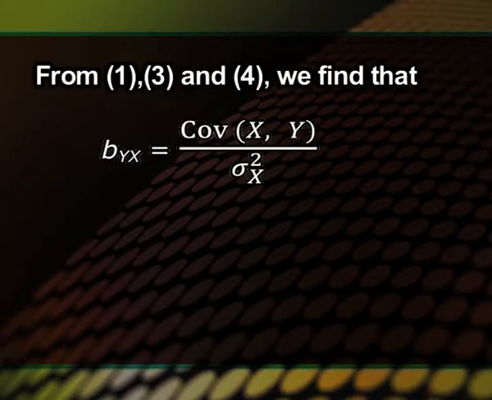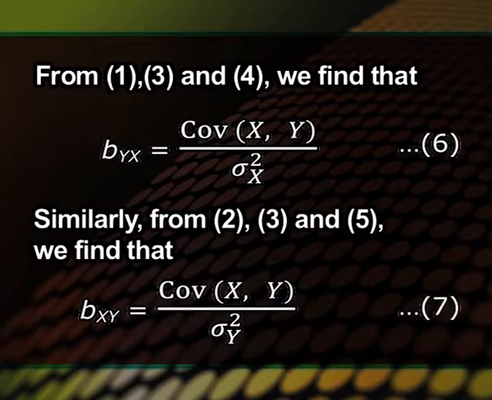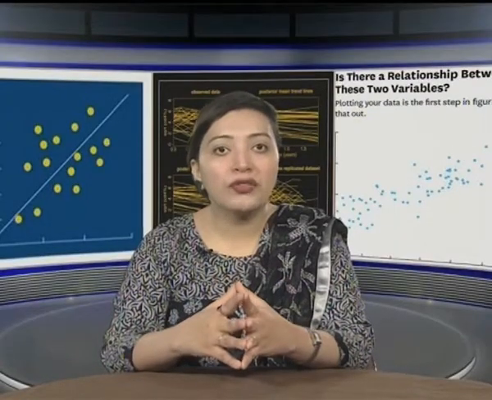Now from equations 1, 3 and 4, we find that byx will be covariance of xy divided by sigma x square. Let's make this equation 6. Similarly, from 2, 3 and 5, we will find that bxy will be equal to covariance of xy divided by sigma y square. Make this equation 7. Thus, we have the following formulas.